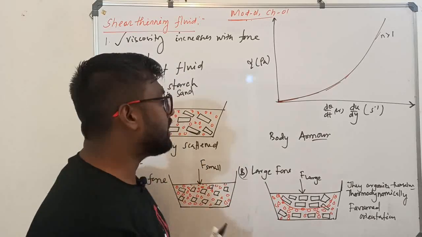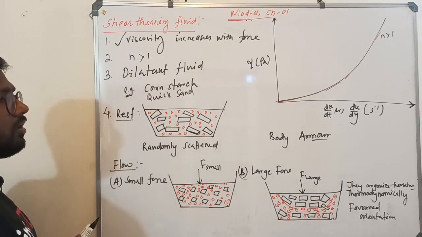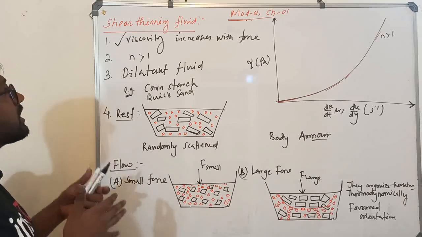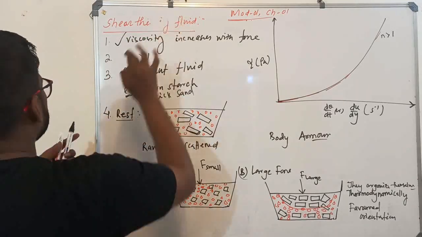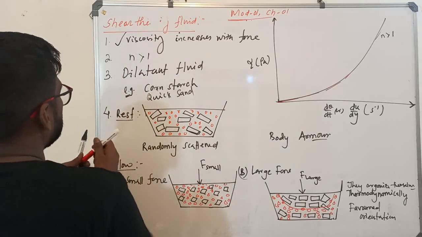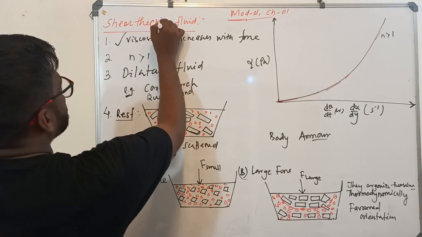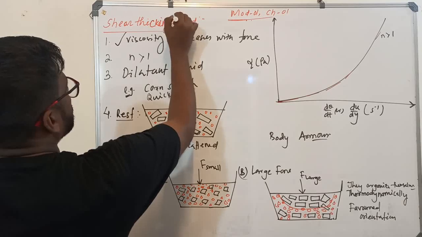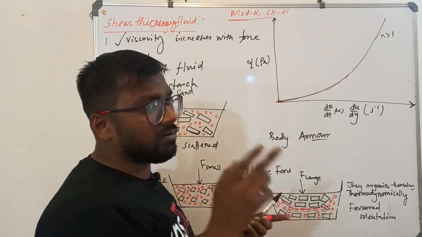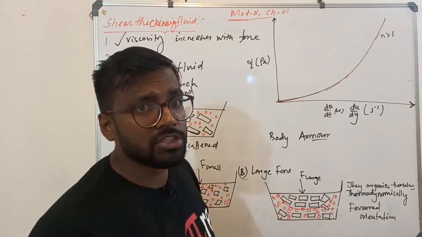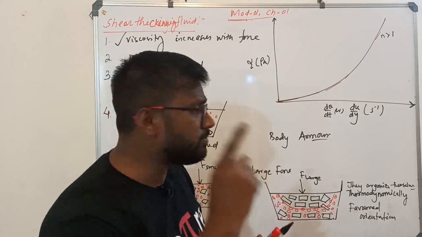So that's why currently research is going on to develop a shear thickening fluid. This is your shear thickening fluid; shear thinning we have already studied. So develop a shear thickening fluid so that with the application of force, viscosity increases, it gives high resistance, and it behaves like a solid.